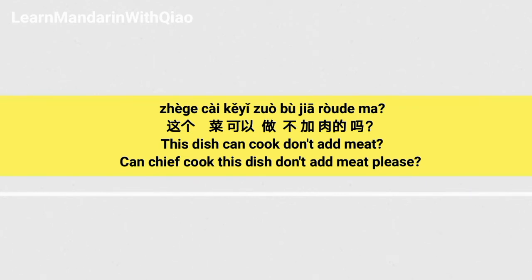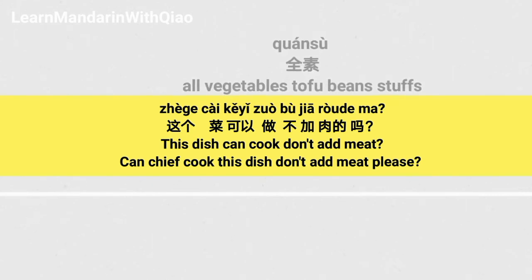肉 means meat. 的 is for noun. Here noun is dish. Omitted. 吗 is for general question. Put in the end. So 这个菜可以做不加肉的吗 means can the chef cook this dish? Don't add meat, please. Or you can change 不加肉 to 全素。 全 means all.